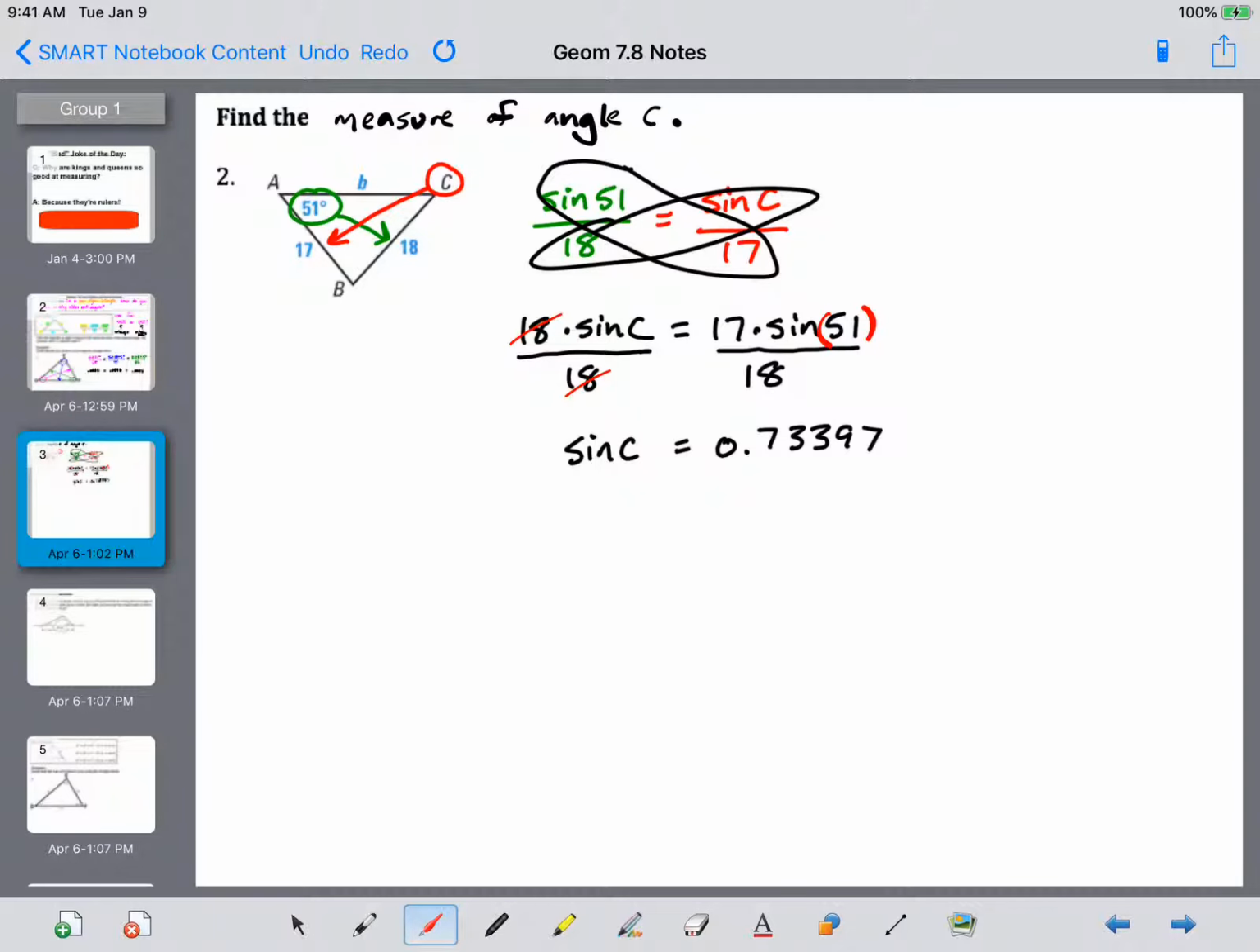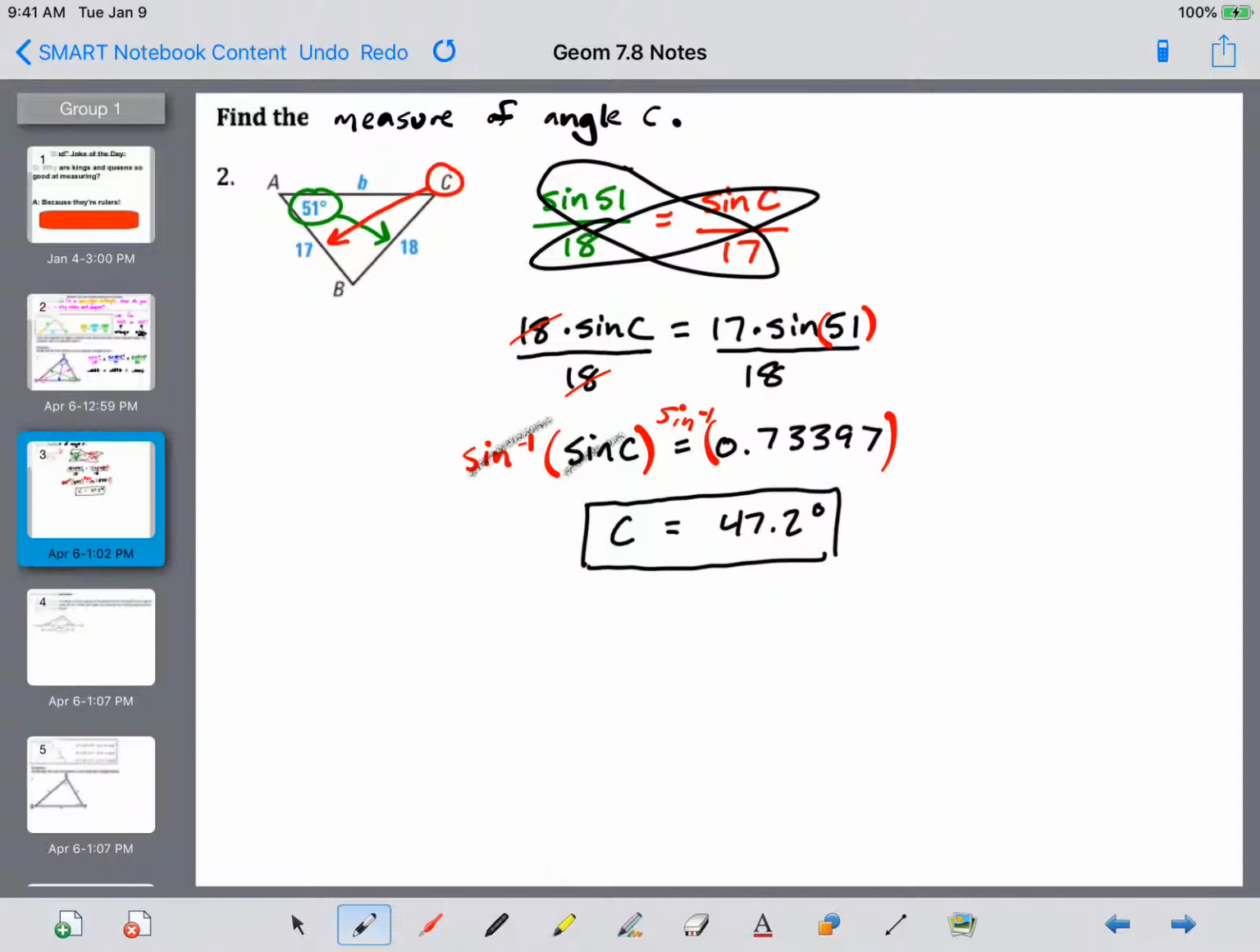So if you remember, to get rid of sine, we have to do the sine inverse. And just like with anything we do in math, if I do something on the left, I have to do that same thing on the right. And just be aware, guys, when you plug this in, the sine inverse should actually be in front of that decimal. Okay, so these will cancel, and we will just be left with C. Go ahead and plug in sine inverse of that decimal, and you should get about 47.2 degrees. All right, so there is our angle C. That's how you can set it up to find a missing angle.